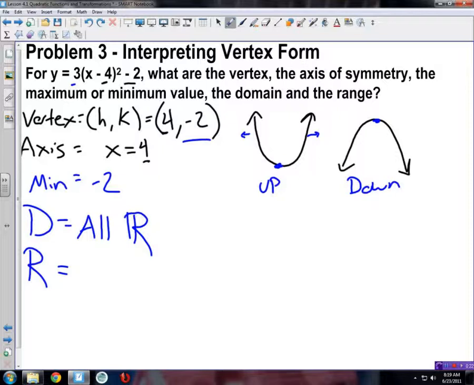And then a range. Well, range is going to start at the minimum value, which was -2, and it's going to keep on going until it gets up forever, right? Because we said there was no maximum. So I'm going to write this as -2 is less than or equal to y, which is less than or equal to infinity. All right? So it starts at -2 and it goes up.